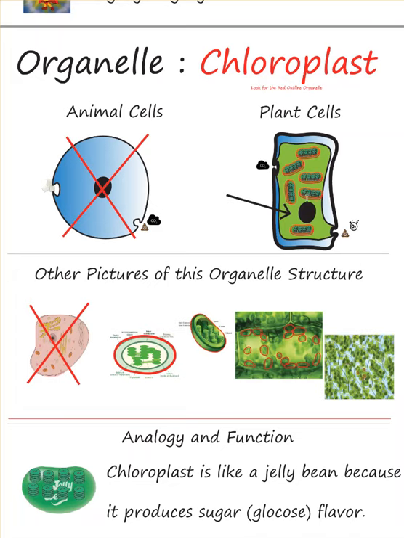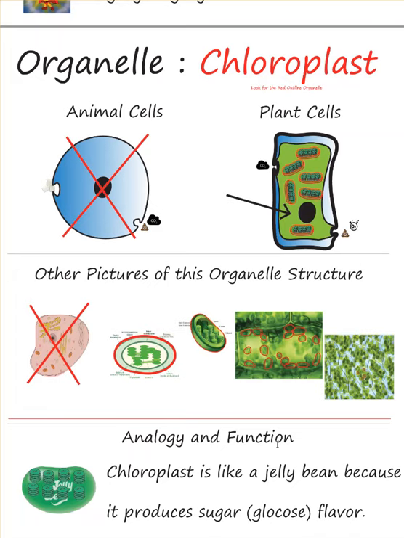In a plant cell, you can see there are going to be a lot more chloroplasts than any other type of organelle. And the reason for this is since they don't use mitochondria for a lot of their energy, they have to rely on chloroplasts for their energy production. An analogy and function of chloroplasts is like a jelly bean because it produces sugar. Glucose is the science word for sugar.